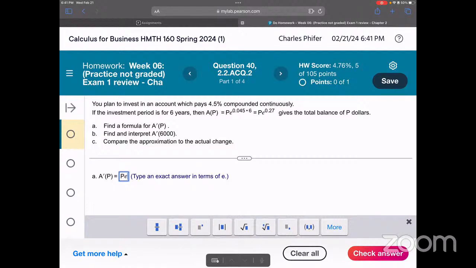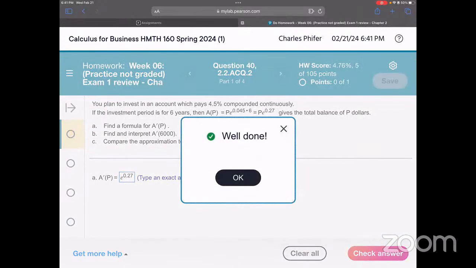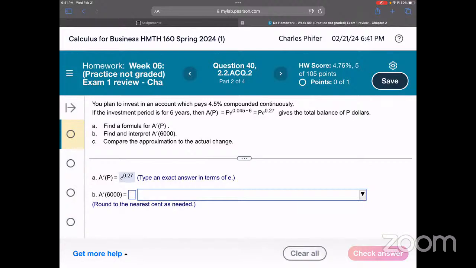So we don't need the P. So e to the power of 0.27. Let's get rid of the P. And I think this is it, because it's just some number times P, so the derivative should be just that number. Okay, let's go with this. And they almost got me with the okie doke. I was just cruising along, and I was like, wait a minute, something looks off. Round to the nearest cent. The rate of change should just be that number because there's no P there.